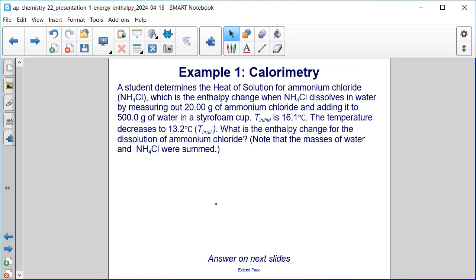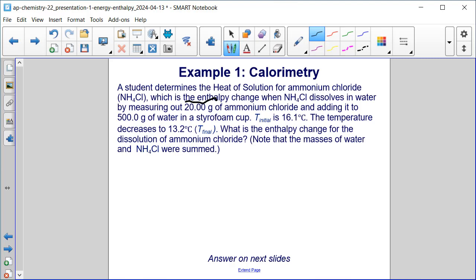Example 1, calorimetry. A student determines the heat of solution for ammonium chloride, NH4Cl, which is the enthalpy change when NH4Cl dissolves in water, by measuring out 20 grams of ammonium chloride and adding it to 500 grams of water in a styrofoam cup. The initial temperature is 16.1 degrees Celsius, and the temperature decreases to 13.2 degrees Celsius. What is the enthalpy change for the dissolution of ammonium chloride? Noting that the masses of water and ammonium chloride were summed.